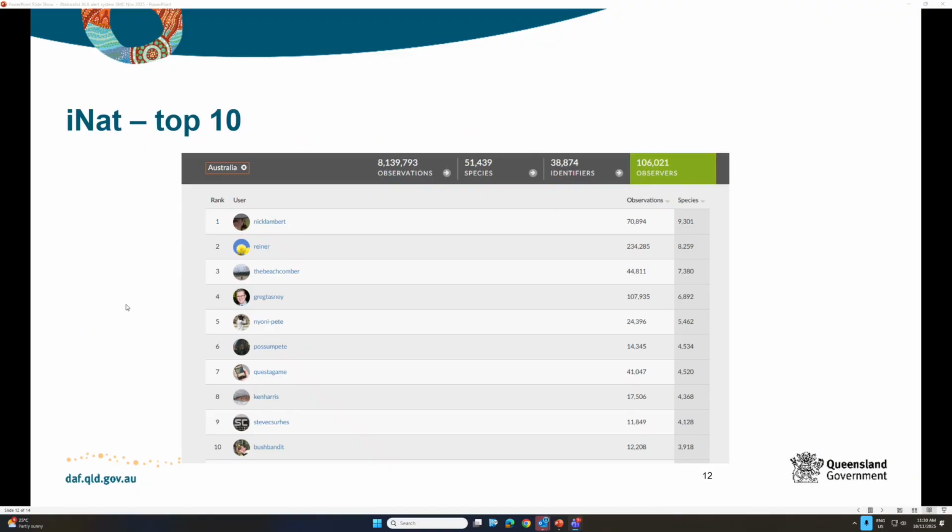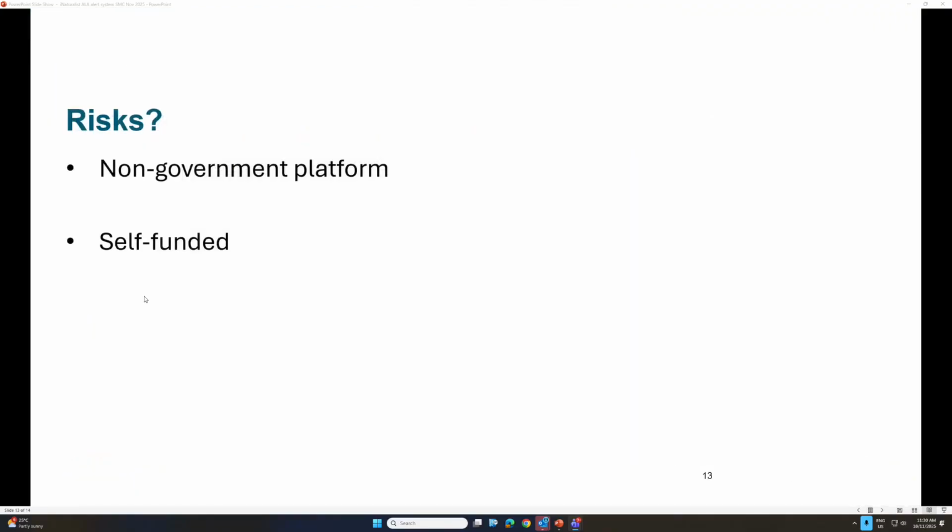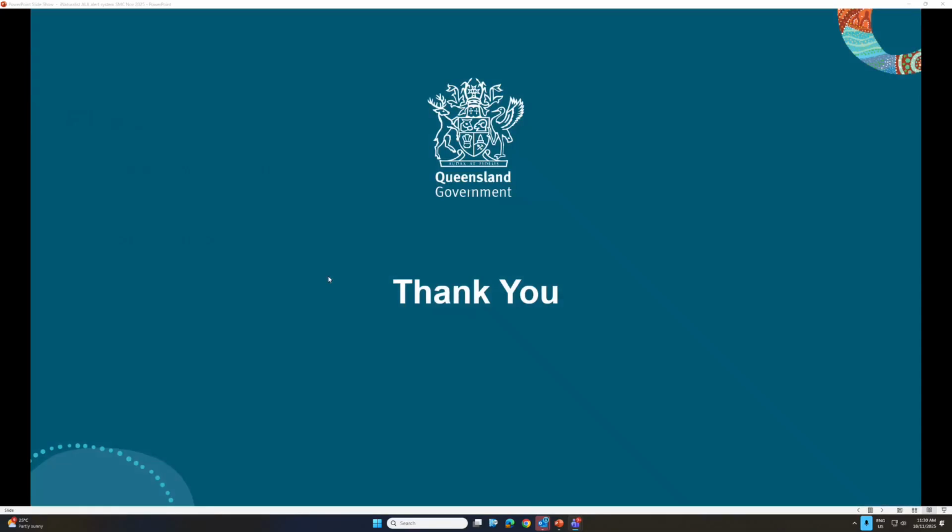I could go on and on about that. Just in terms of some risks quickly, because my time's up, it is a non-government platform. We don't have any control over it. It is self-funded, so it could fall over, but provided everyone uses it, which I think they are, I don't see why it shouldn't keep going. That's it. Thank you.